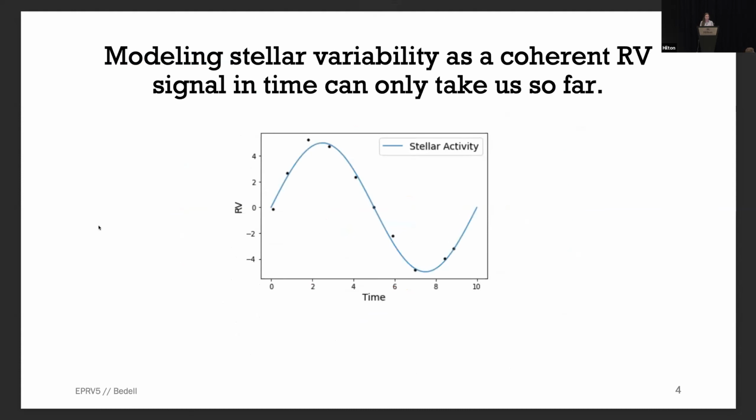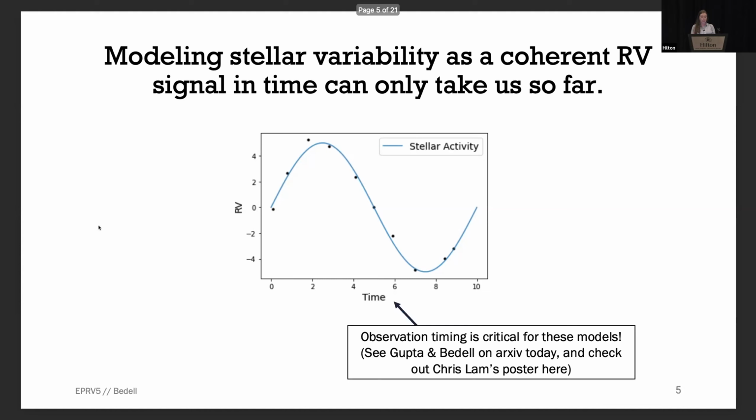So what can we do about this? We can and do model stellar variability like this as a coherent radial velocity signal in the time domain. But we also know that this is wrong, that the activity signal is not truly a radial velocity shift for the most part. It just shows up as one. So this can work well, but it can only take us so far.